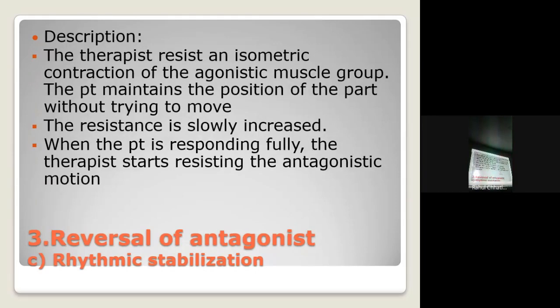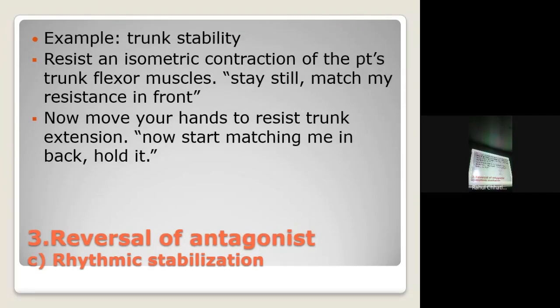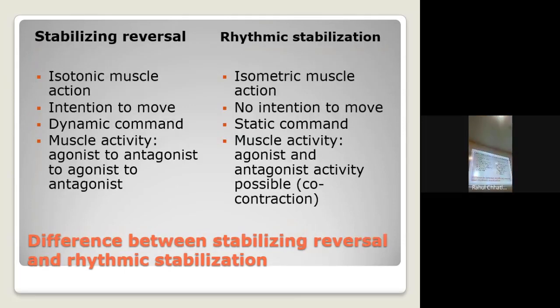Going to the commands, the therapist resists isometric contraction of the agonistic. The patient maintains the position without trying to move, then resistance is slowly increased. When the patient is responding fully, the therapist starts resisting the antagonistic motion. Example, trunk stability: resist, stay still, match my resistance in front, now start matching me in the back, hold it. Yes, so two important things. First, you will not give resistance directly.